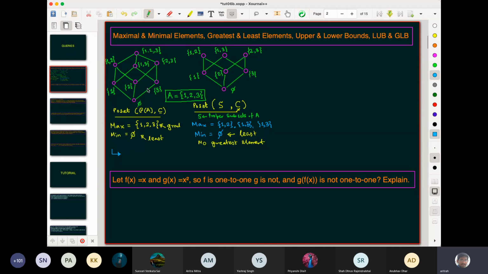So, a maximal or minimal element must be present. That's one of the properties. The second thing is that a least or greatest element may not be present. But if it is present, then there should be a unique least and greatest element. Okay?